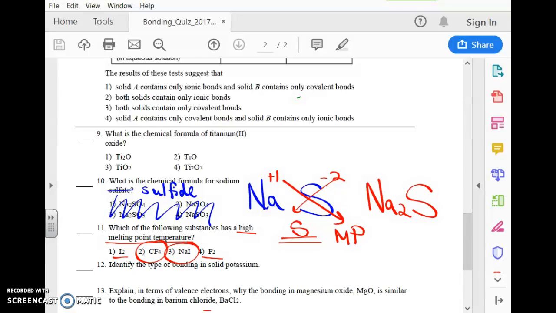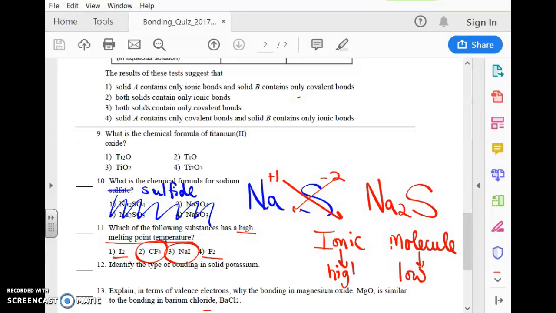We have to go back to a generalization. And the generalization was this, that if you are covalent, if you're molecular, if you have covalent bonds and you are a molecule, these have low melting points. If, however, you are ionic, well then, ionic in general has very, very high melting points. So it really becomes a question of figuring out which one of these is ionic. Well, all nonmetals, covalent, that's a molecule. Nonmetals, covalent. Metal, nonmetal, ionic, high melting point.